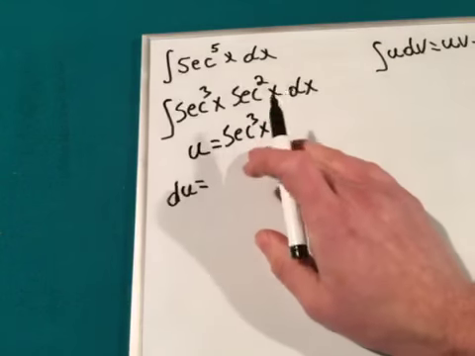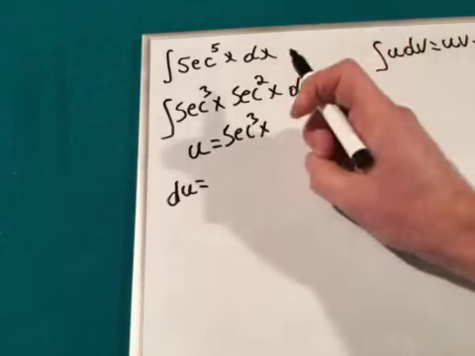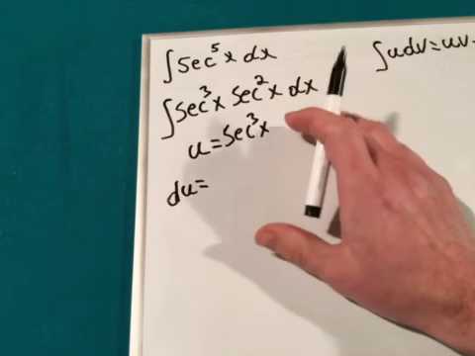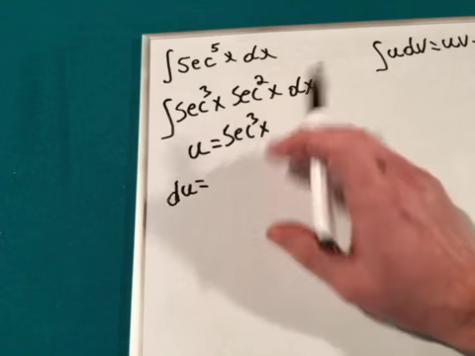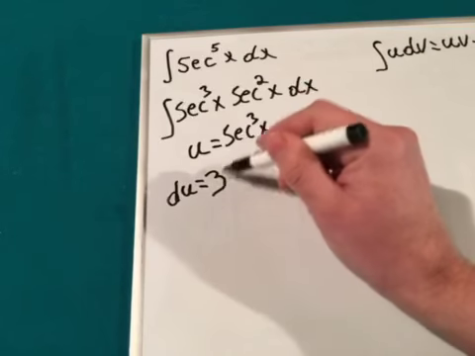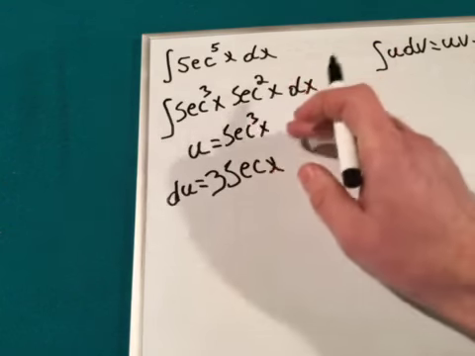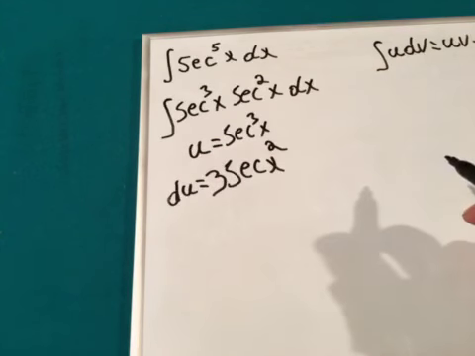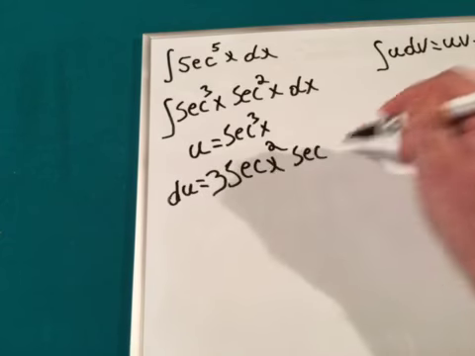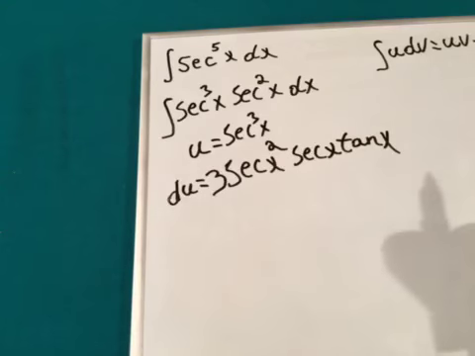And then what is my du? If my u is secant cubed x, this is secant x all cubed. So it's kind of like blop cubed, and it's going to be a chain rule here. The derivative of blop cubed is 3 blop squared, you bring down the 3 and subtract 1 from the exponent, times the derivative of the blop. And what's the derivative of secant? It's secant x tangent x. So there's the derivative of secant cubed.